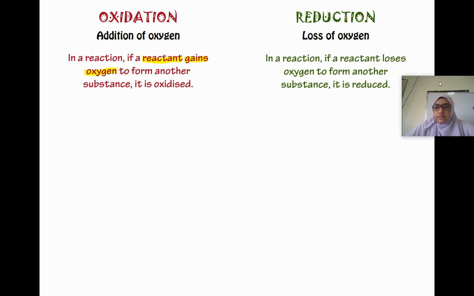Now in a reaction generally, if again a reactant, you see the word reactant, that means you have to look at the left hand side of the chemical equation. If a reactant loses oxygen, that means it is reduced.